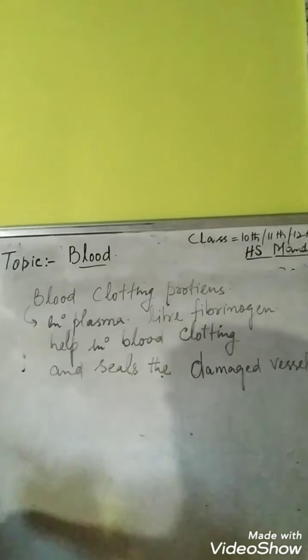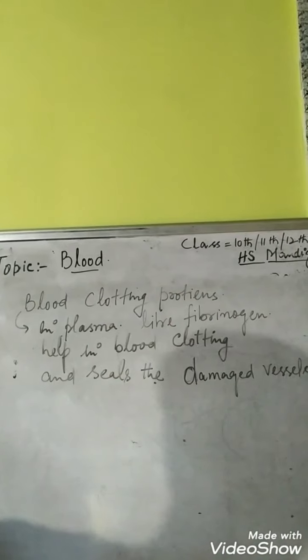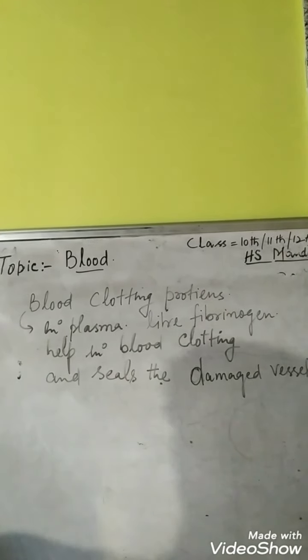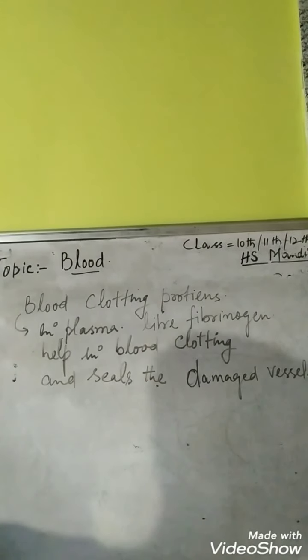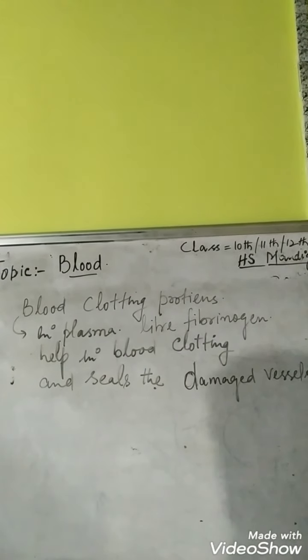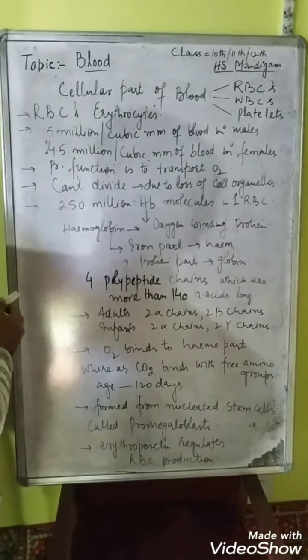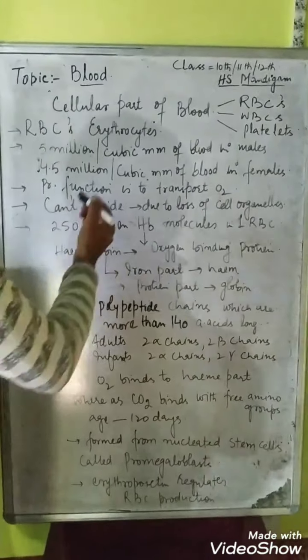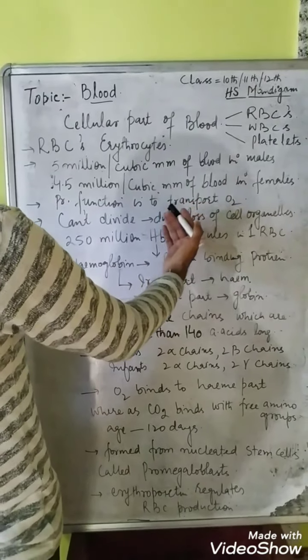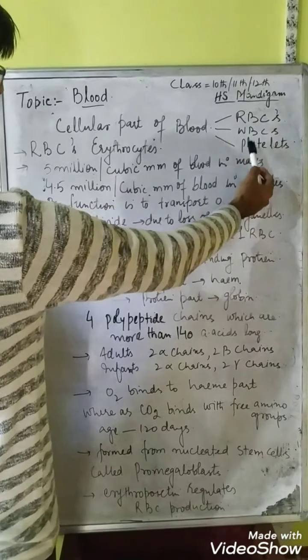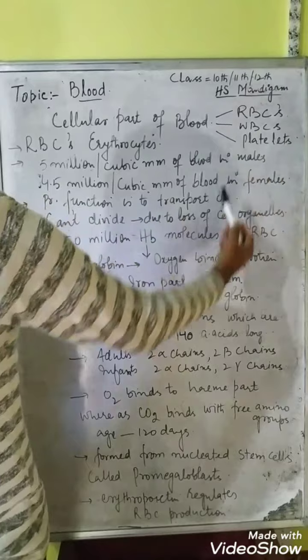So you should remember that plasma is the fluid, the liquid part of the blood in which the cells keep floating. Now let's move towards the cellular part of the blood. The cells inside the blood that keep floating in the plasma fluid are RBCs, WBCs and platelets.